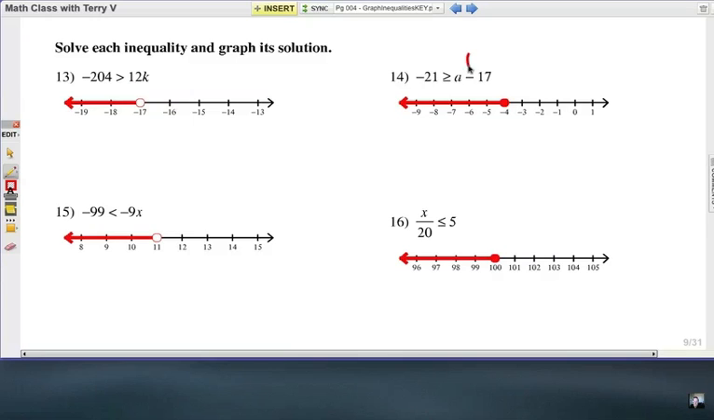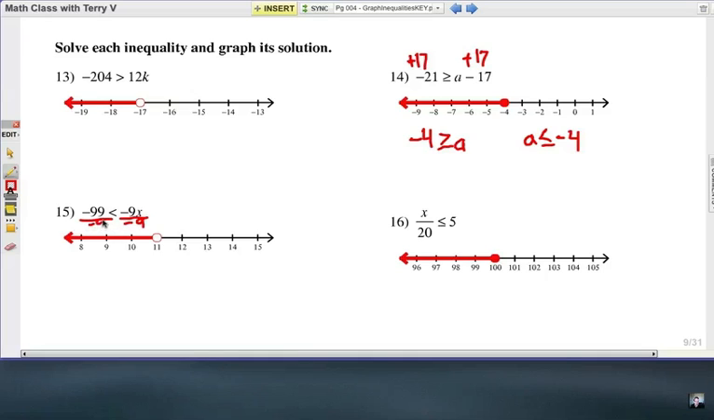Number 14, to solve you're going to be adding 17 to each side, right? Now since it's adding or subtracting, then the rule does not apply. It has to be multiply or divide by a negative. And now you're going to get a is... now I'm going to go backwards here. This would be negative 4. Okay, you can flip it around and say a is less than or equal to negative 4, and that's what it would look like on the number line. Notice it's solid dot on negative 4. We're including it.